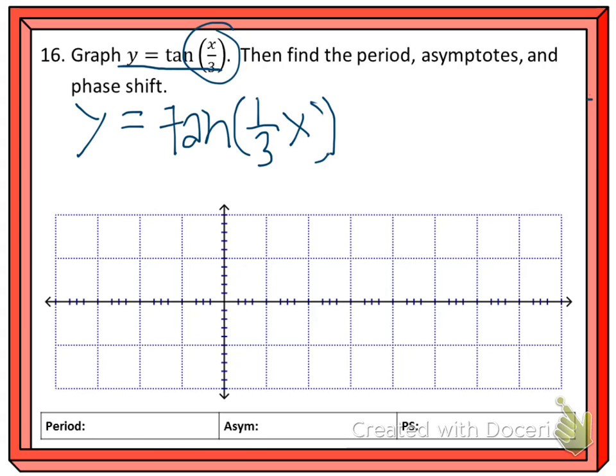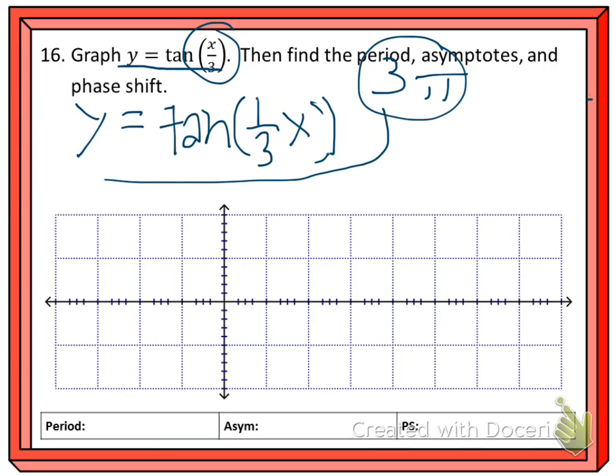To find the period of tangent, which is usually simply pi, now b, here 1/3, changes our period. And we remember that since it's before the x, it flips because x is weird like that. So instead of being 1/3 pi, it's going to be 3 pi, and that is going to be our period over here.